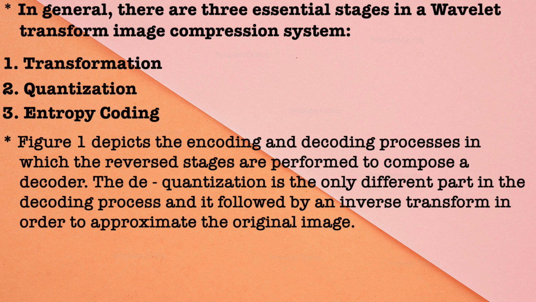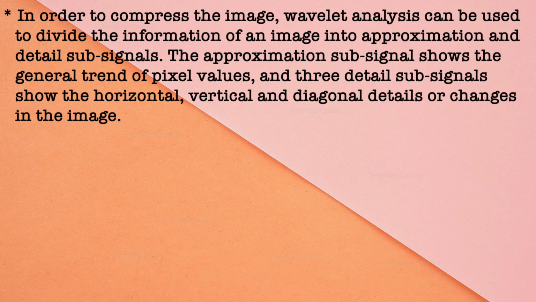The dequantization is the only different part in the decoding process, and it is followed by the inverse transformation in order to approximate the original images. In order to compress the images, wavelet analysis can be used to divide the information of an image into approximation and detailed subsignals. The approximation subsignal shows the general trend of pixel values, and three detailed subsignals show the horizontal, vertical and diagonal details or changes in the image.